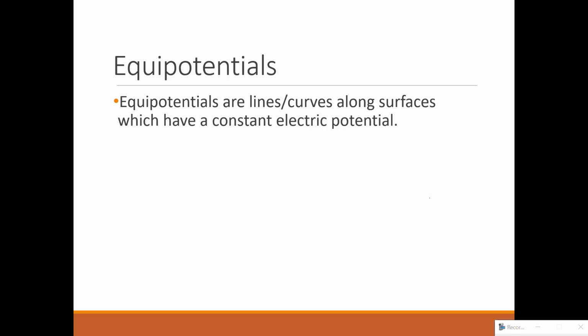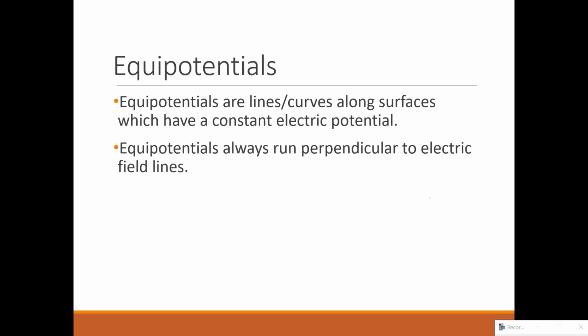Equipotentials. Equipotentials are lines or curves that are shown on some sort of map that show a path where the potential difference, that's the voltage, is constant. They kind of look like field lines, but they're showing really the other side of it. They run perpendicular to field lines. So electric field lines show how charges would move. Equipotential shows areas of constant potential difference.